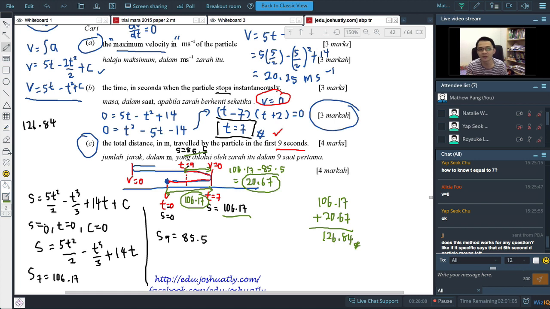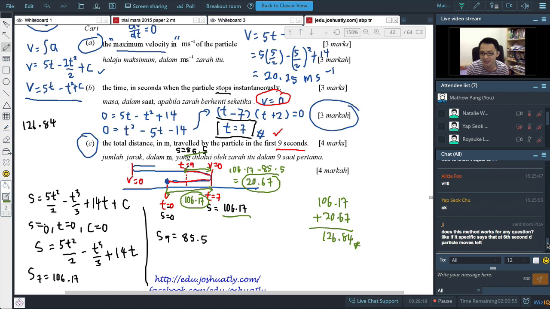Does this method work for any question? Like if the question specifies 6 seconds, yes, this method works for all kinds of questions. But I would prefer the first method, because with the first method you don't need to think so much. You just need to know at which second the particle makes a U-turn, then you separate your integration. If you turn 2 times, you will have 3 integrations.